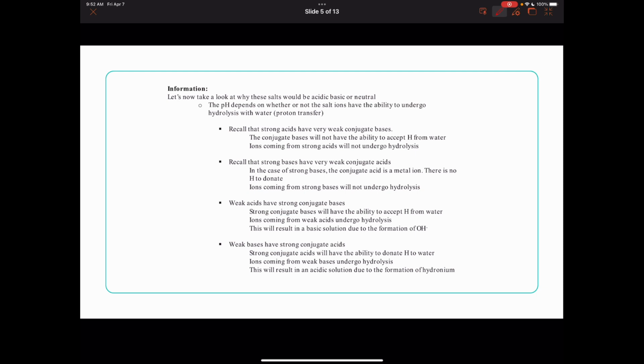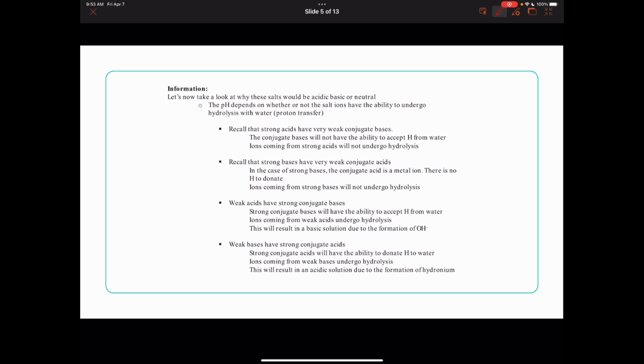As I said, we're going to take a look now at why these salts would be acidic, basic, or neutral. Our pH depends on whether or not the salt ions have the ability to undergo hydrolysis. Hydrolysis is just the ability to react with water, to get proton transfer going with water. Remember that strong acids have very weak conjugate bases. Those conjugate bases will not have the ability to accept hydrogen from water. That's why the reaction is not reversible and the acid is strong, because that base is too weak to take a hydrogen from the water molecule. So ions coming from strong acids will not undergo hydrolysis.